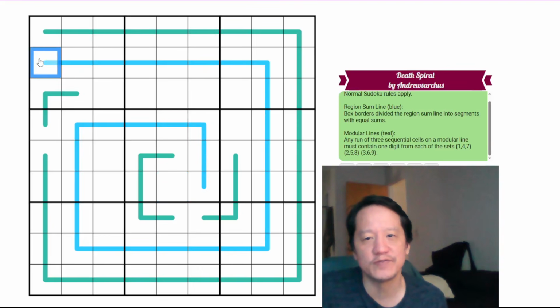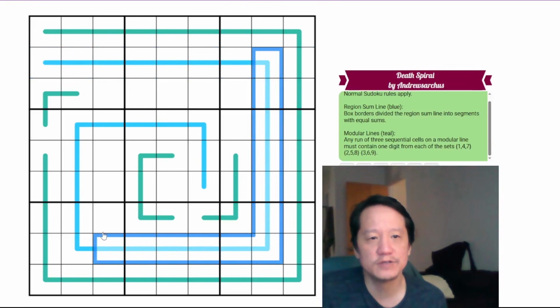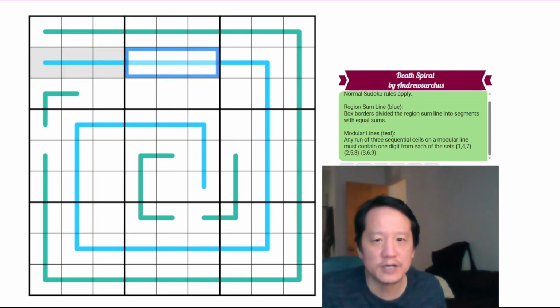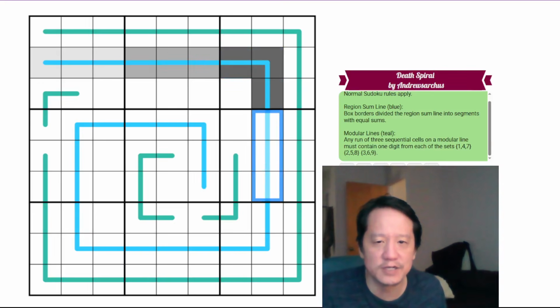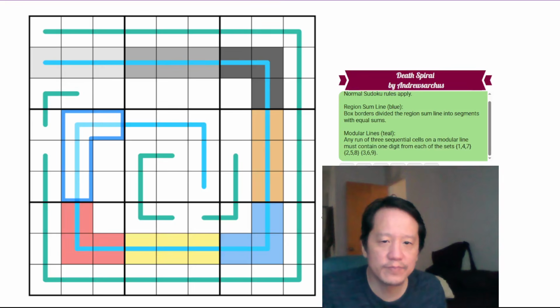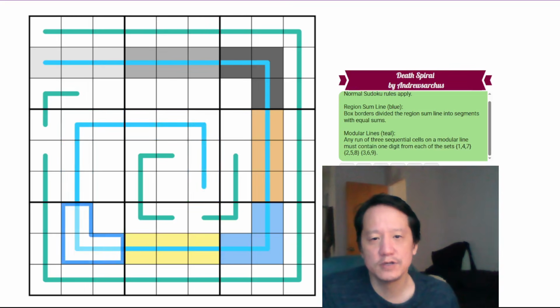Box borders divide the region sum line into segments with equal sums. So the sum of these digits must equal the same sum as these digits, which must equal the same sum as these digits, which must equal the same sum as these digits, which must equal the same sum as these. Basically, all these segments must equal the same sum. So that should tell you something there. And that's how region sum lines work.